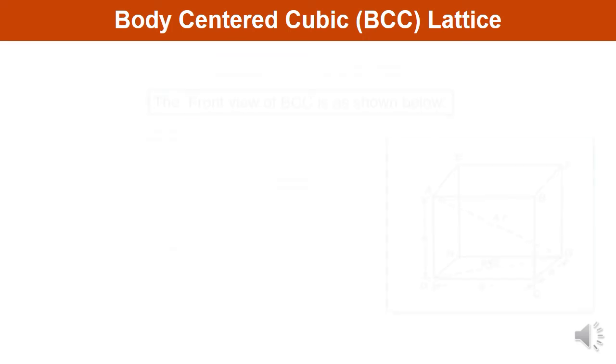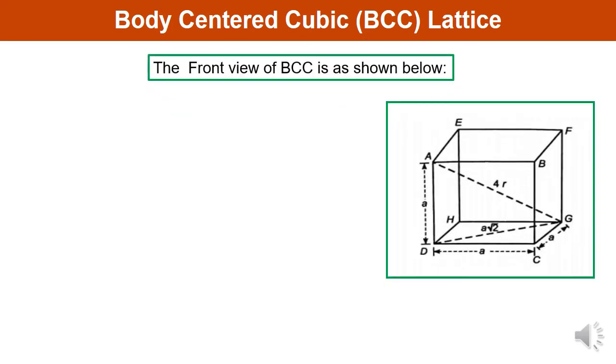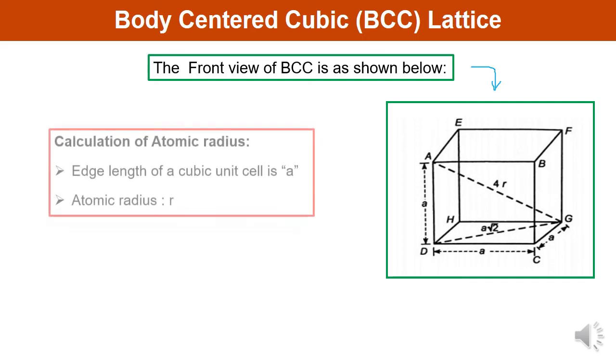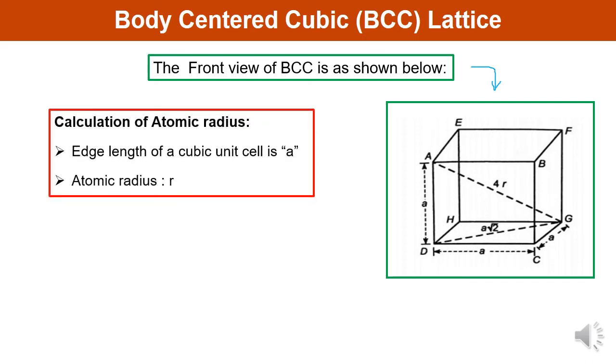Now calculate the atomic radius for the BCC lattice as well. You can see the front view of the body-centered cubic lattice shown in this figure. Again, the edge length of the cubic unit cell is taken as A. You can see the distances A to D, D to C, C to G are each A. Atomic radius is R, and you have to derive the relationship between R and A.